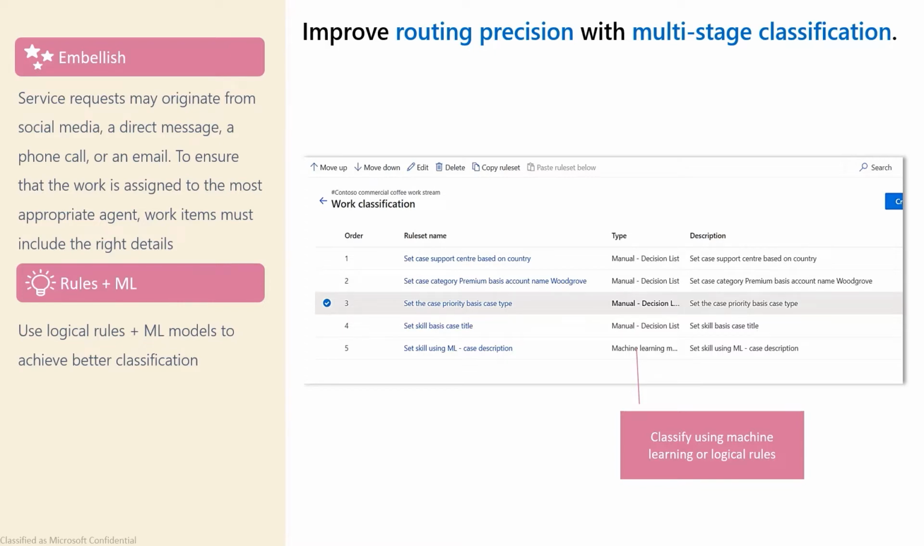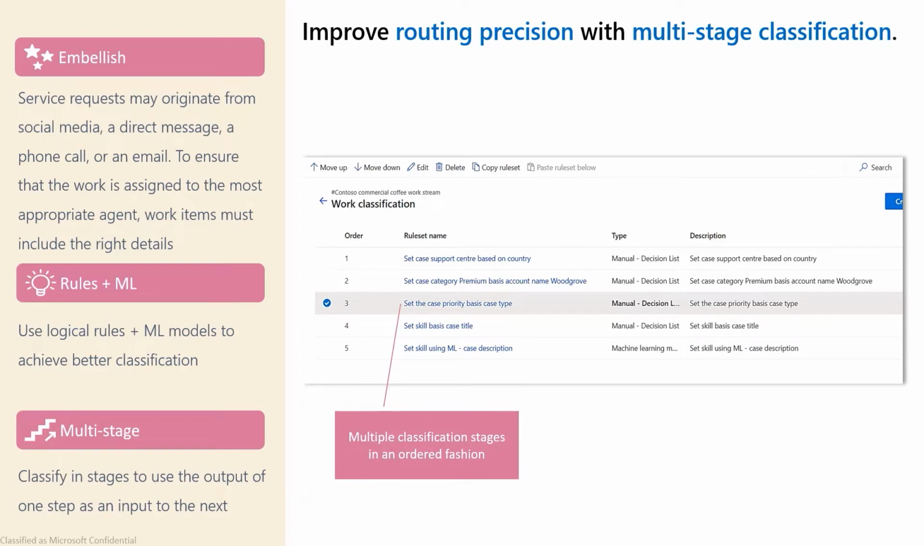AI and ML will allow you to condense an infinite number of logical combinations behind the ML models and use the historical data to classify the incoming work items better. Finally, as you can see, the rules are cascaded in multiple stages for ease of management and also to allow outputs of one stage to be used as the input of another stage. For example, you can use AI to detect sentiment and then use that sentiment output to decide the priority of the work. In the example in this picture, you can see logical rules are being used to identify support centers, case category, and priority one after another, while a machine learning model is being used to identify skills.